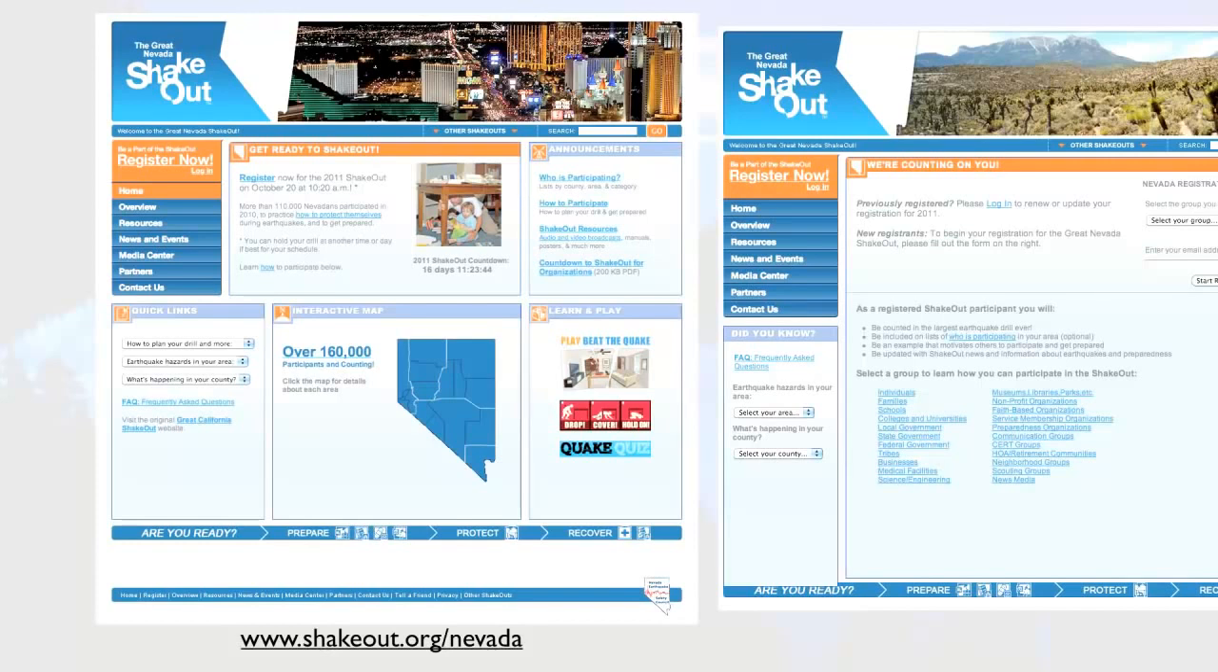So we want you to go to shakeout.org/Nevada, or just go to www.shakeout.org and then click Nevada. And we'd love you to sign up. That was the admission price that you didn't know about. So look at the back of your ticket, and then tell your friend. And what we want, if you're on the California side, we want you to register California. If you're on the Nevada side, Nevada.